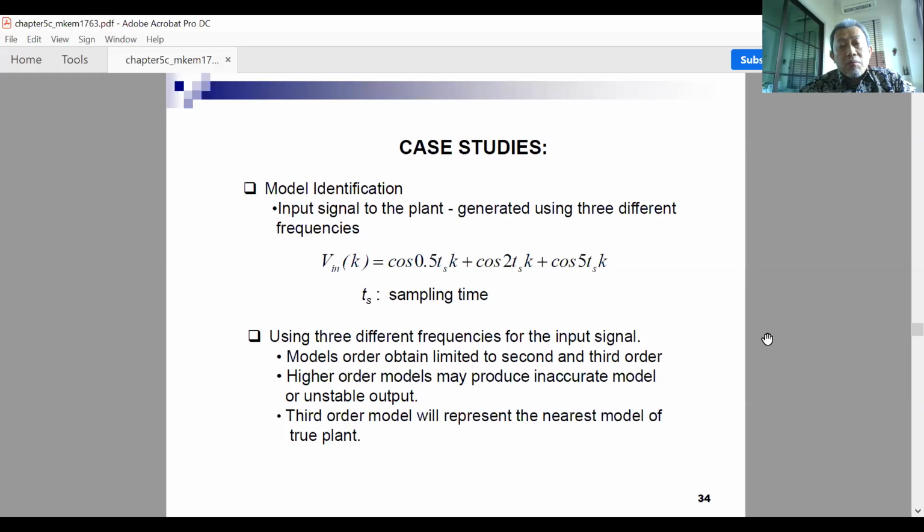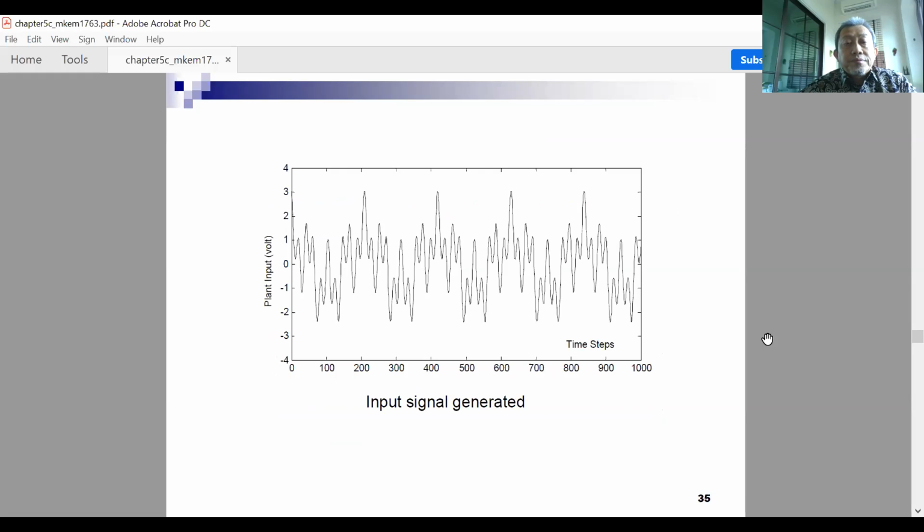Why? Because simply, the model order obtained is limited to second and third order only. Because we read a book, yes, it is a third order maximum for a hydraulic actuator. Higher order might produce an inaccurate model or unstable output. And then the third order model will represent the nearest model of the true plant. So this is the input signals that we generate, right?